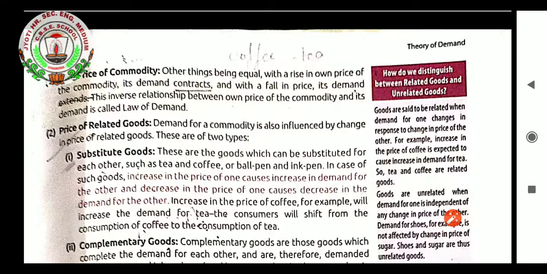Definitely, increase in the price of coffee, for example, will increase the demand for tea. The consumer will shift from the consumption of coffee to consumption of tea. That itself is known as substitute goods.